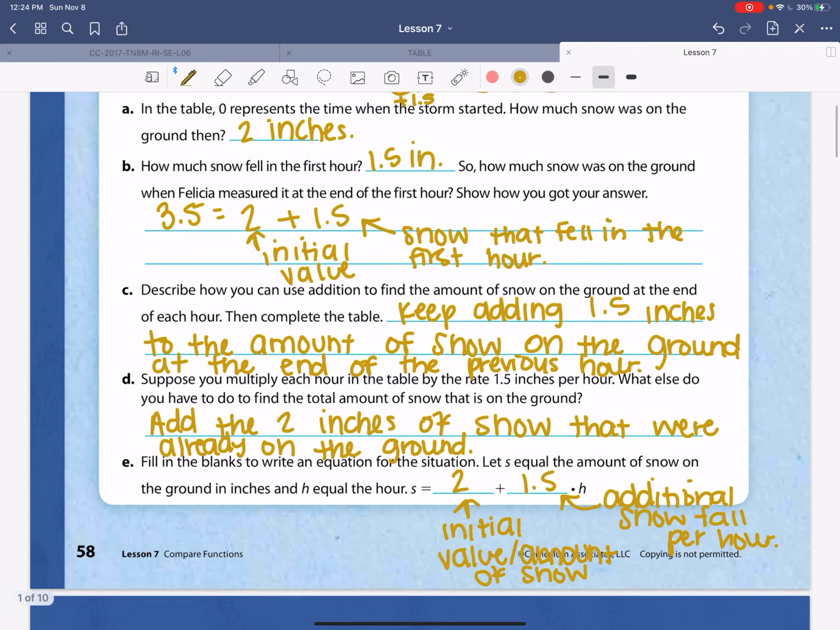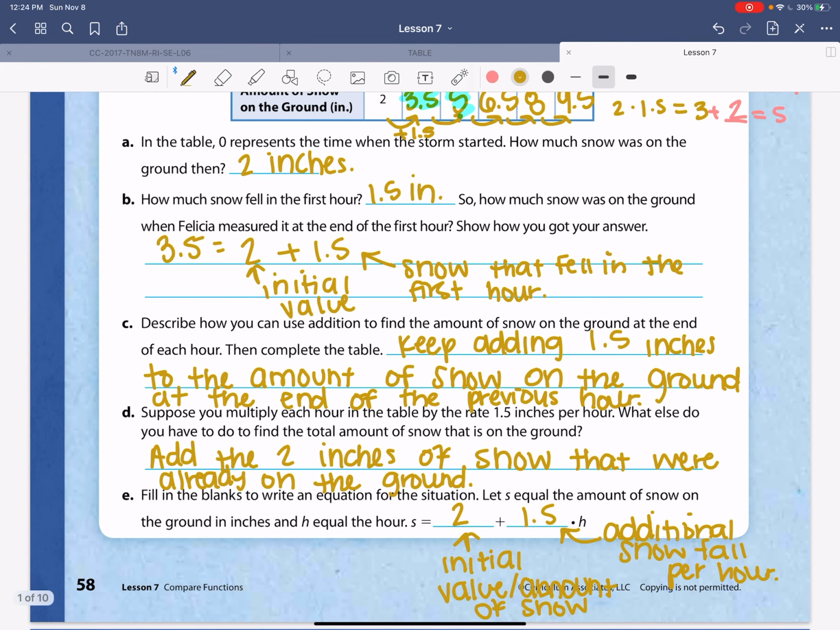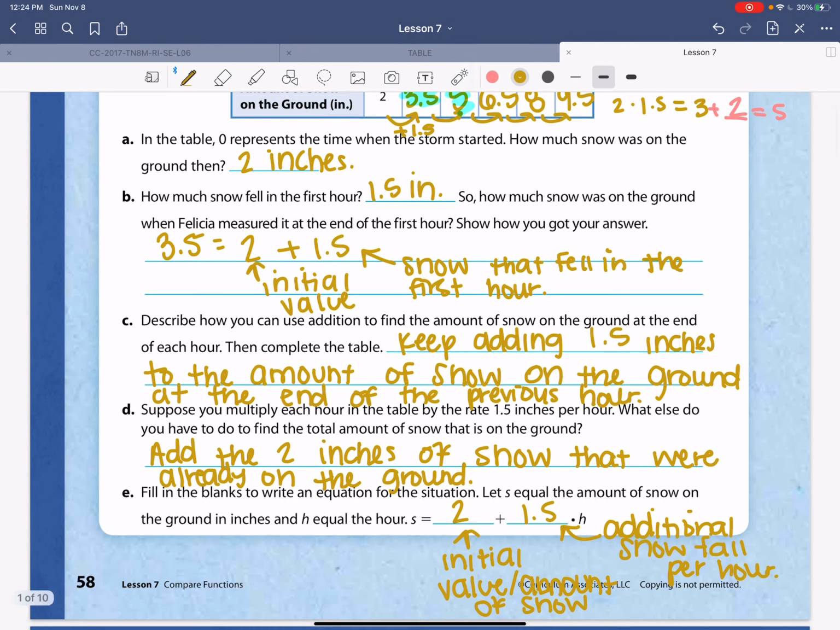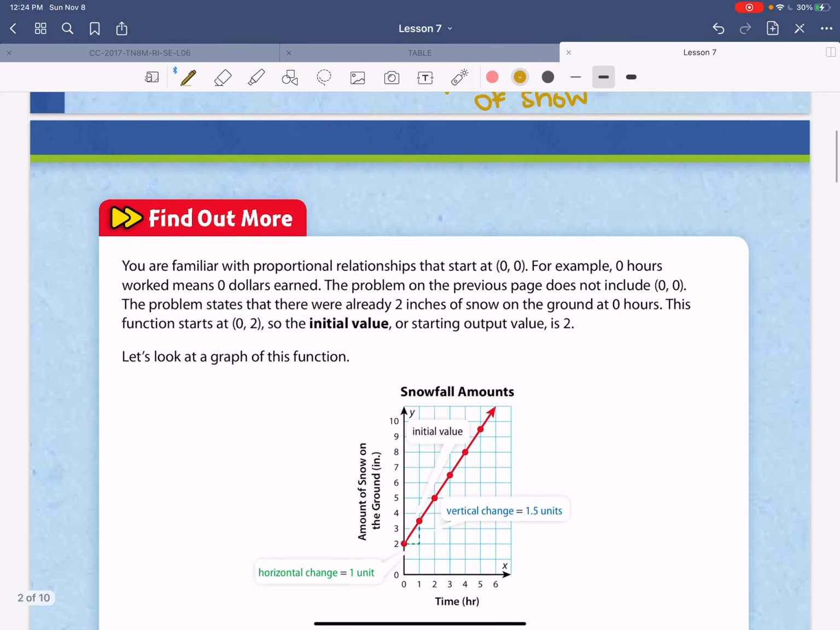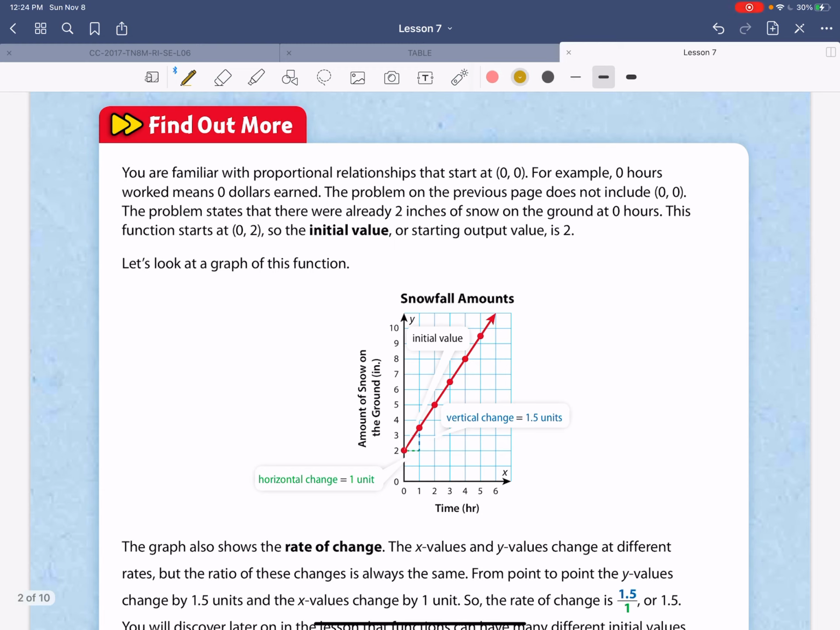And that is all for these 5 questions on page 58. So we'll go ahead and move on to the second page. Find out more. You are familiar with proportional relationships that start at 0, 0. For example, 0 hours worked means $0 earned. So if you don't work at all, you don't earn any money.